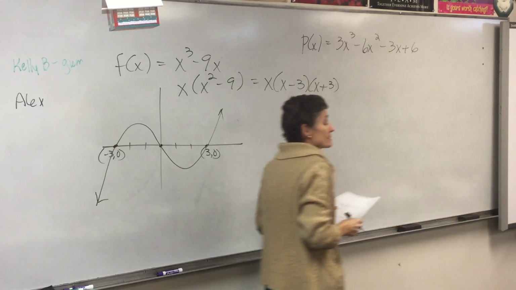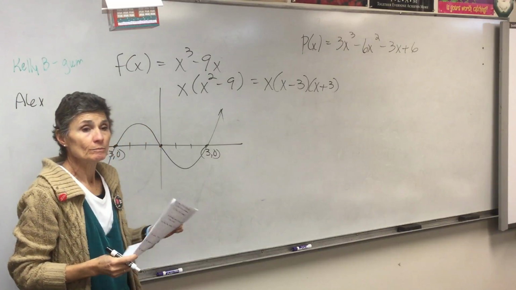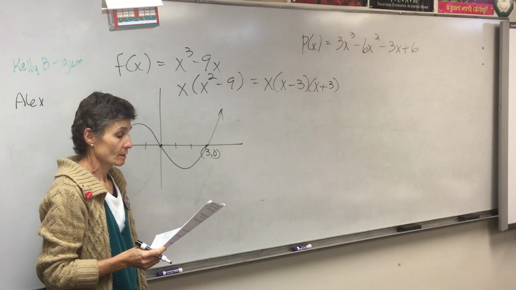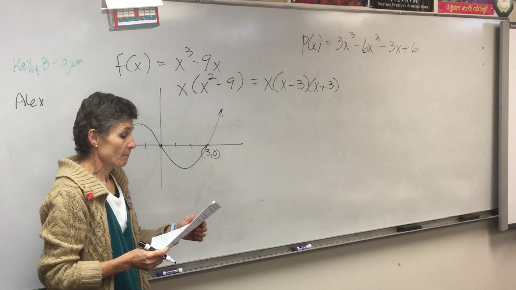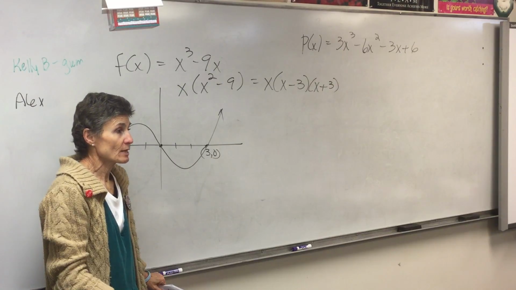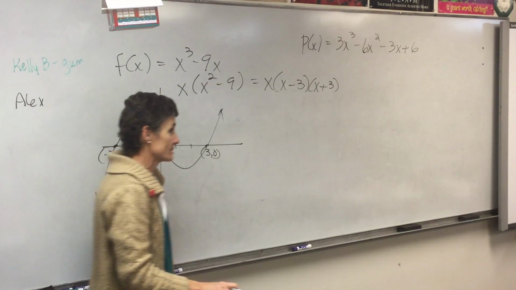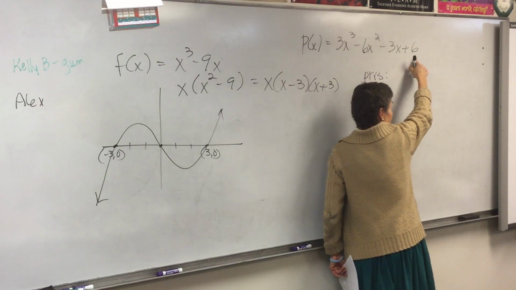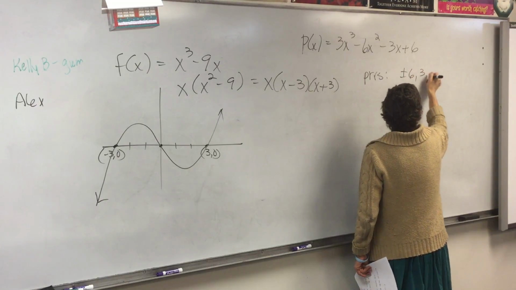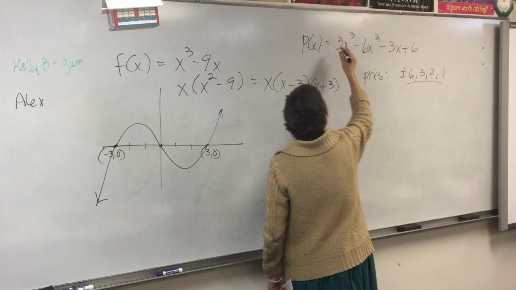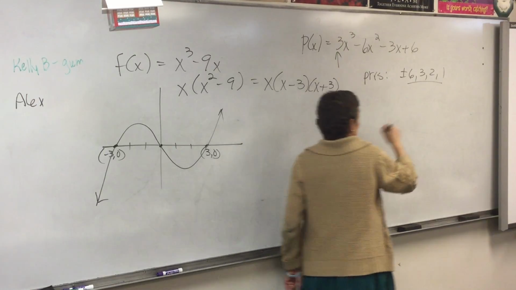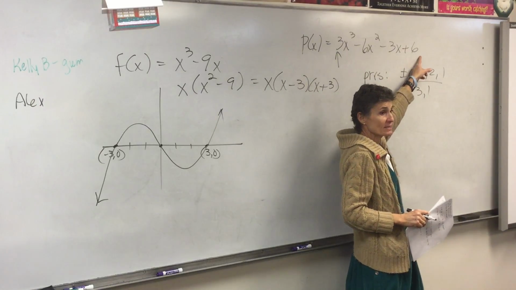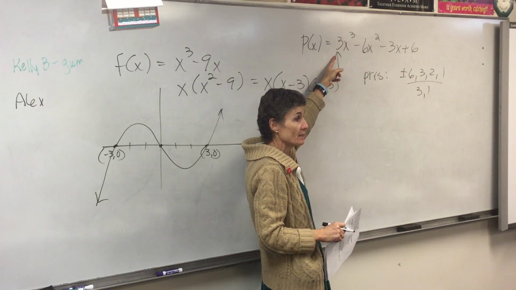All right. Next. Now we need to list the possible rational roots. Who remembers how to find those? So we're just making a list. It's factors of 6, which would be 6, 3, 2, and 1, over factors of 3, which are 3 and 1. So the PRRs are factors of 6 over factors of 3.